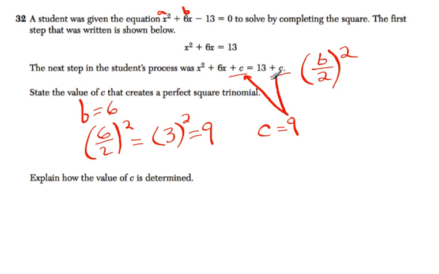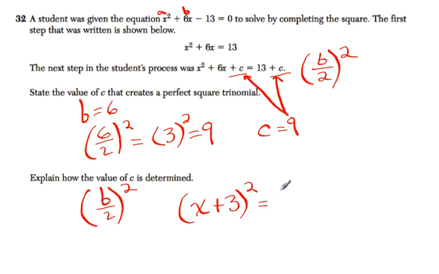That created a perfect trinomial. And our explanation, we kind of did the work up here, but how did we determine this number? We did b over 2 squared. And what the perfect trinomial would look like once you factored it would be (x + 3) squared. And that's why it is called a perfect trinomial. And then there would be 22 on the other side once you add the 9 in. So then he could solve it using the square root property from there.